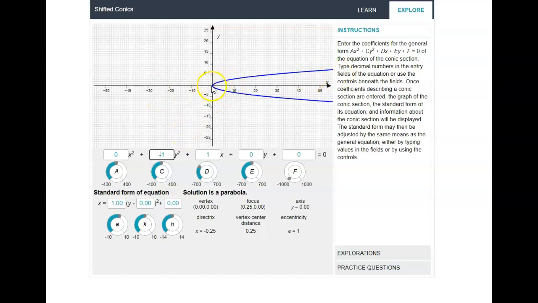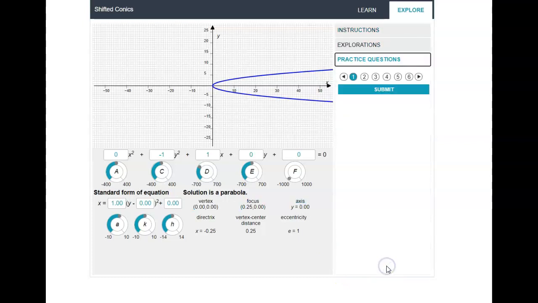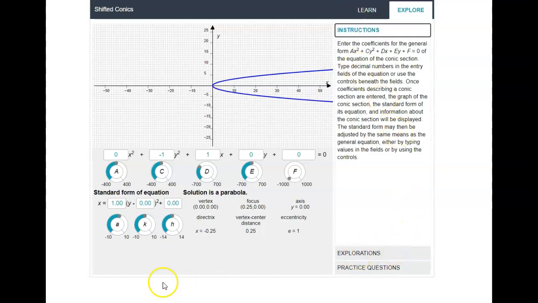You could see it has a vertex at 0, 0. And then we're going to learn this other thing called the focus, and we're going to learn the importance of it. And the axis of symmetry will be the y-axis, I'm sorry, the x-axis, or the line y equals 0, which is the x-axis. So those are some of the things that you could do here. There are some practice questions as well that you could go over if you were to need more practice.